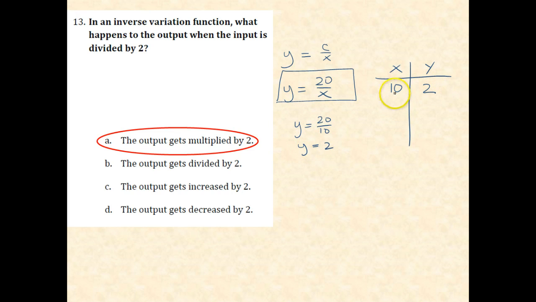Okay, so now if I was to take the input and divide by 2, so 10 divided by 2 is 5. So I'm dividing my input by 2. Now what does my output give me? y equals 20 over, now my input is 5. 20 over 5 is 4. So when my input was divided by 2 to get 5, my output got multiplied by 2 to get 4.